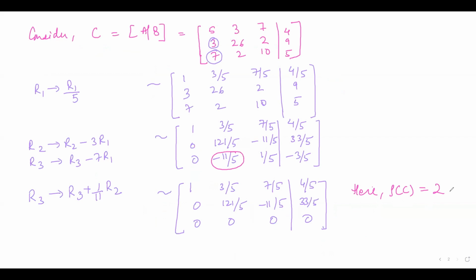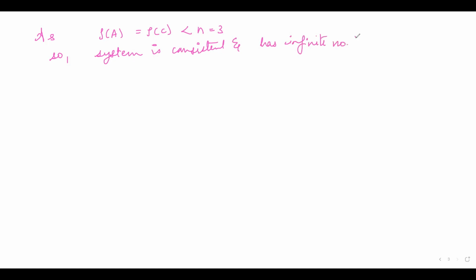Now here rank of C is 2, rank of A is also 2, but n is equal to 3. So what we are getting, rank A is equal to rank of C, which is less than n, which is equal to 3. So, as we have this condition, the system is consistent and has infinite number of solutions.